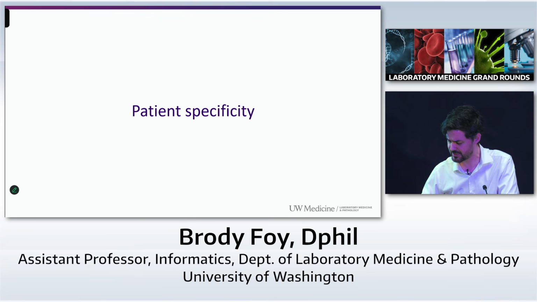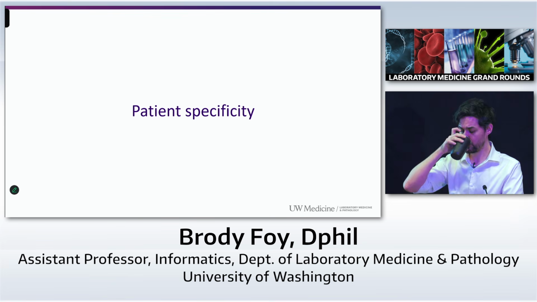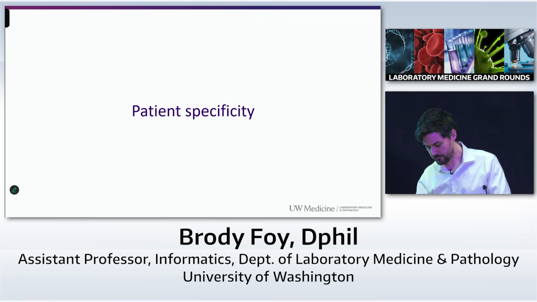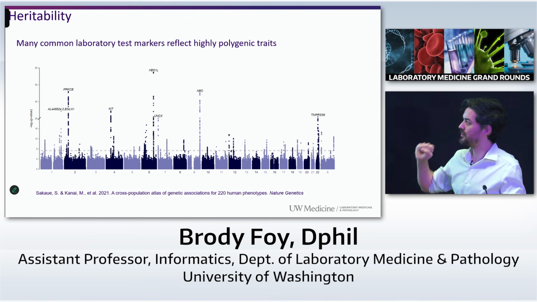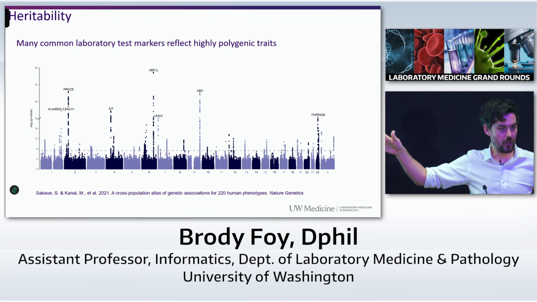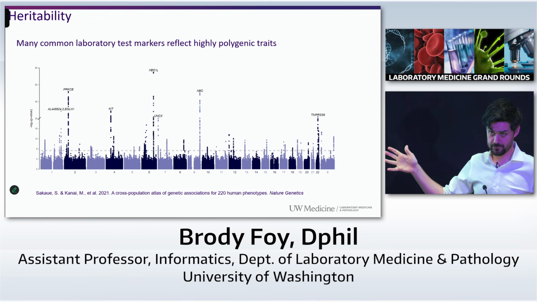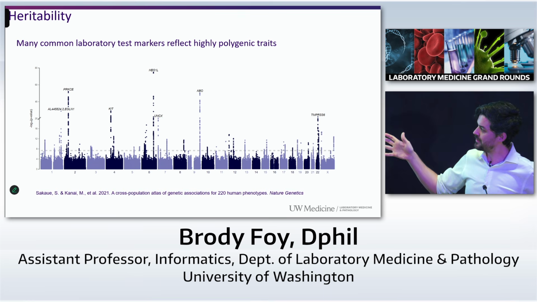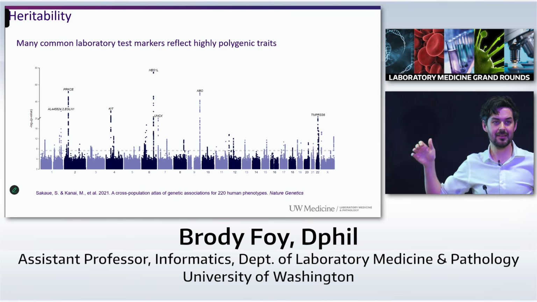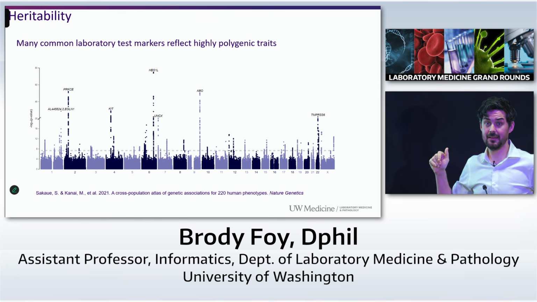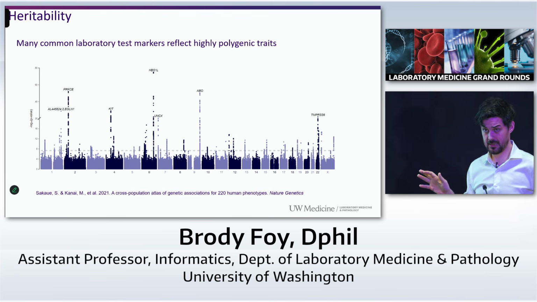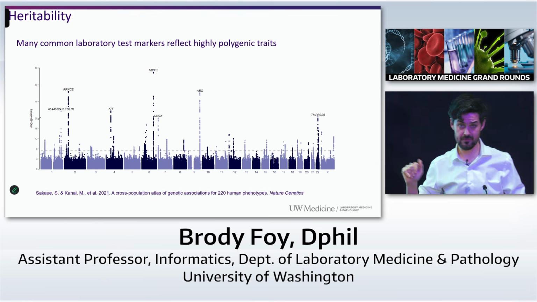Okay, final thing I want to delve into is patient specificity, because I think this is my deep love in the research space. So this is a Manhattan plot of a genome-wide association study for hemoglobin. What you can see from this is hemoglobin has fingerprints up and down the genome, right? It is polygenically regulated, and it is a very fundamental human trait. And so it is influenced by all sorts of parts of the genome.